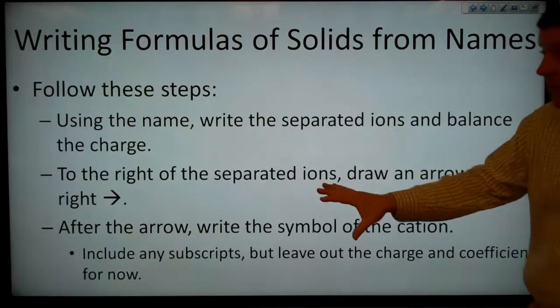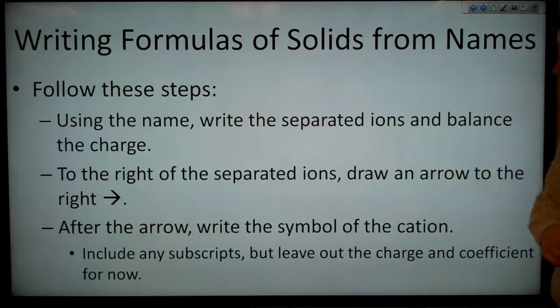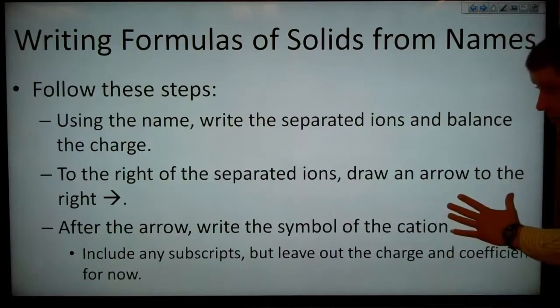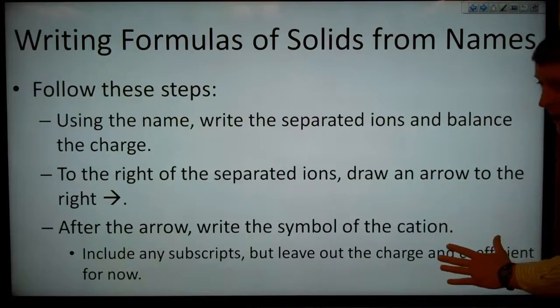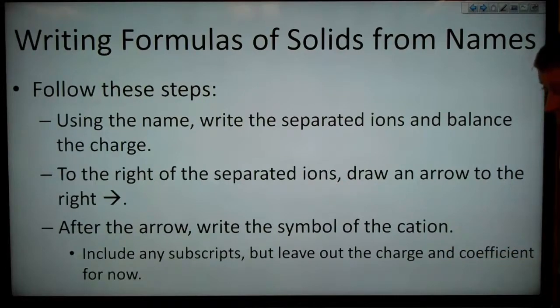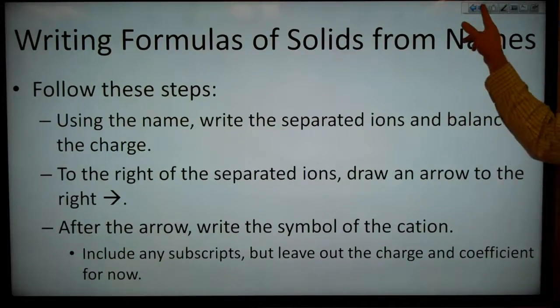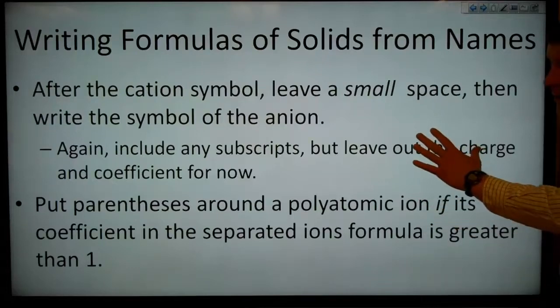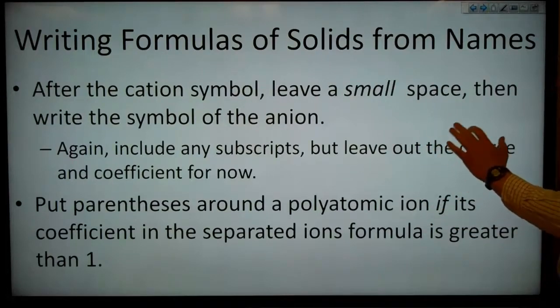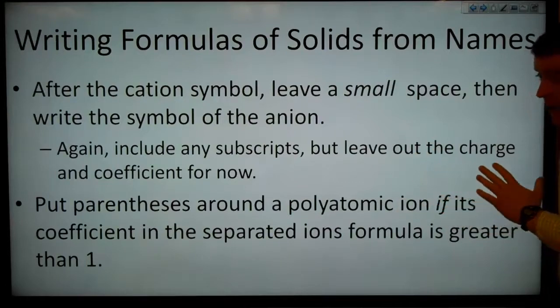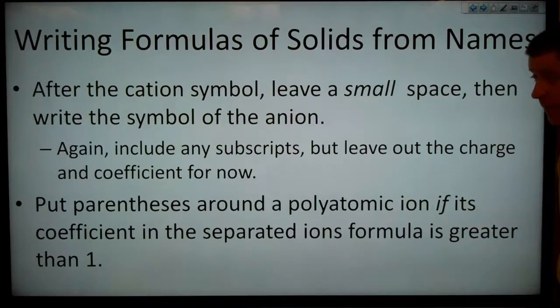So follow these steps. Using the name, write the separated ions and balance the charge. Then to the right of the separated ions, draw an arrow to the right, and after the arrow, write the symbol of the cation. Include any subscripts but leave out the charge and the coefficient for now. Then after the cation symbol, leave a small space and then write the symbol of the anion. Again, include any subscripts but leave out the charge and coefficient for now.